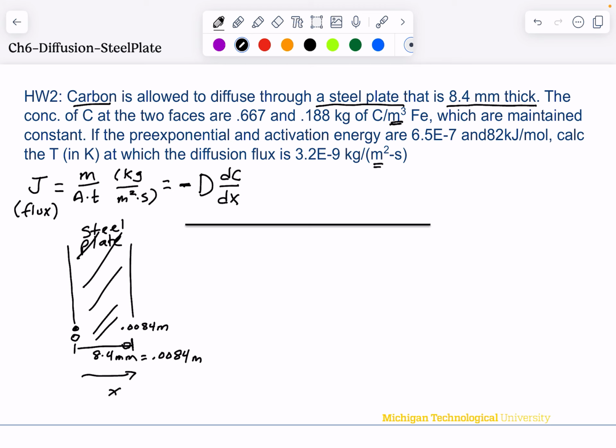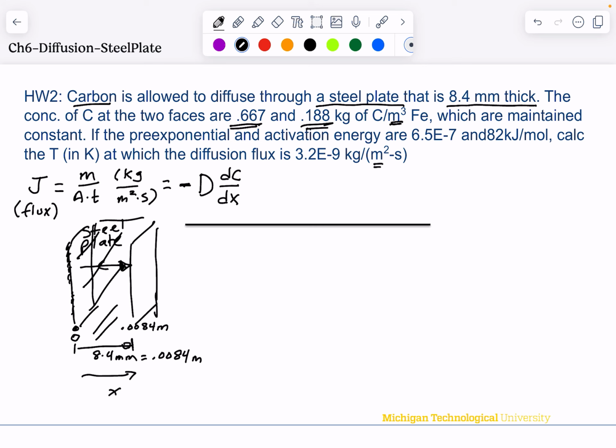All right, so that's my sketch so far, and so we have carbon diffusing, and it's telling us that there's two different concentrations at the two different faces. So this is one of the faces right here. I've only drawn it like a line, but if we were to draw it in 3 dimensions, you'd see that there's some cross-sectional area to this plate, and so we're basically thinking about carbon diffusing through here, right?